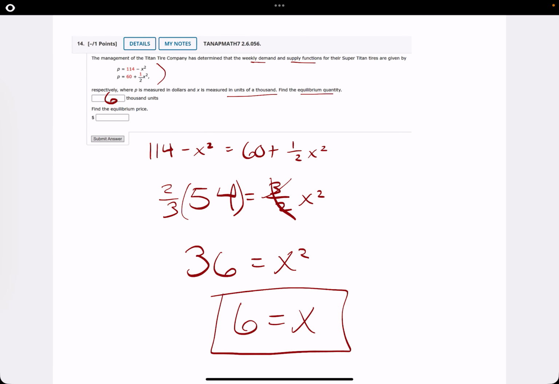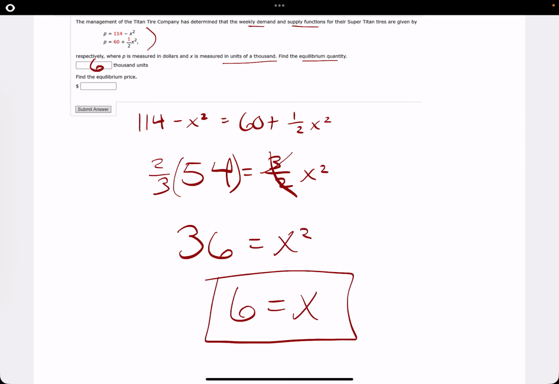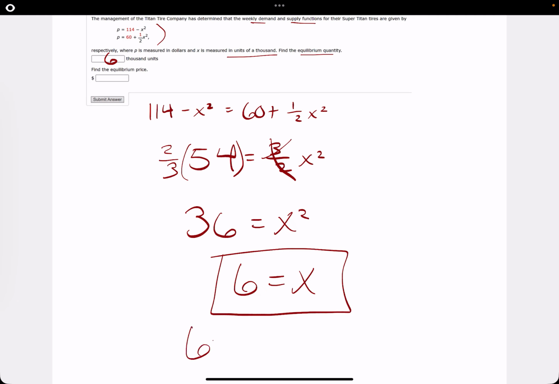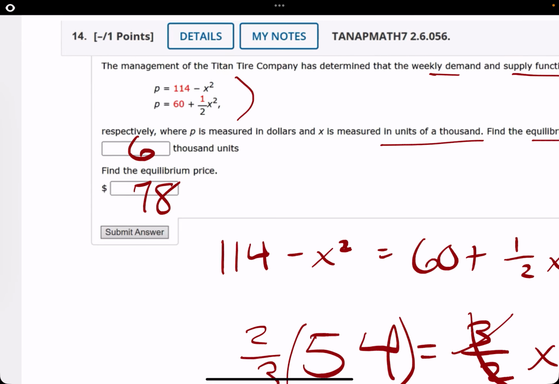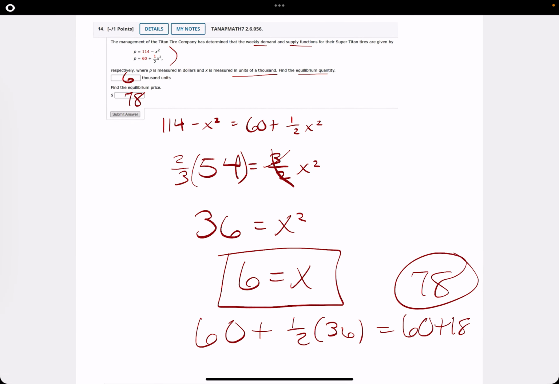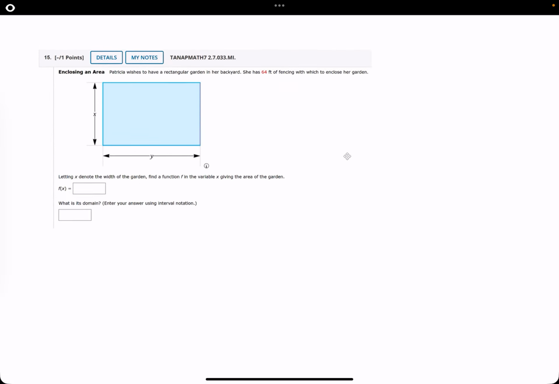Equilibrium price would just be plugging 6 into either equation here and getting an output. And I think it's actually easier to plug it into the second one, just in my opinion. 60 plus half of 6 squared, which is 36. So in other words, 60 plus 18, which is 78. So that is our equilibrium price. That was 14. Let's keep it rolling. Number 15.